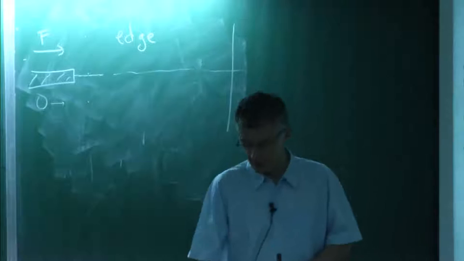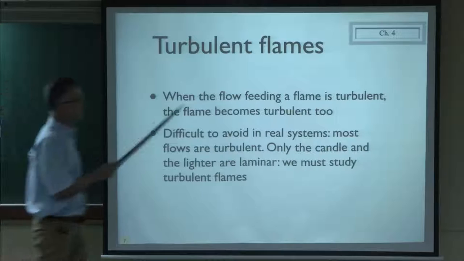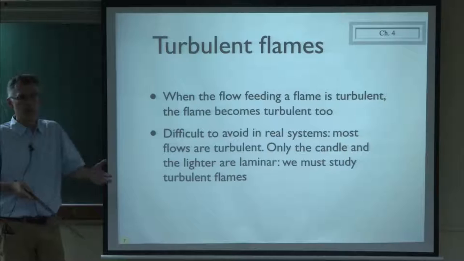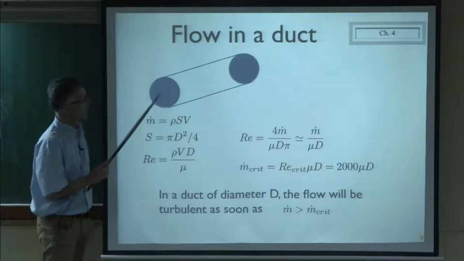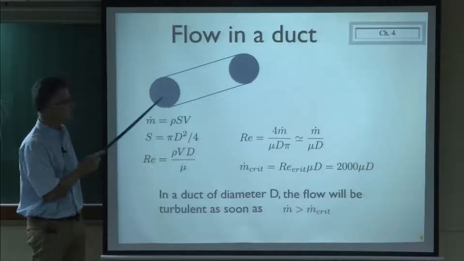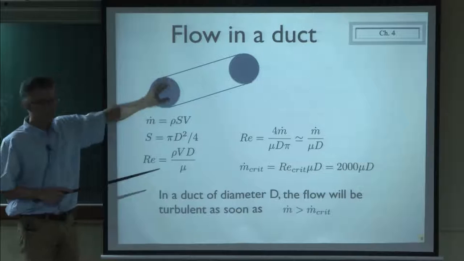So turbulent flame. If the flow feeding a flame is turbulent, the flame becomes turbulent too. That's the first thing. You cannot avoid it, and at large flow rates this happens all the time. So we have to study turbulent flames. Just to remind you, if you have flow in a duct, this flow will become turbulent as soon as the Reynolds number is more than 2,000 or something like that. Which really means that if you have a duct, you can define the critical mass flow after which you will have turbulence.